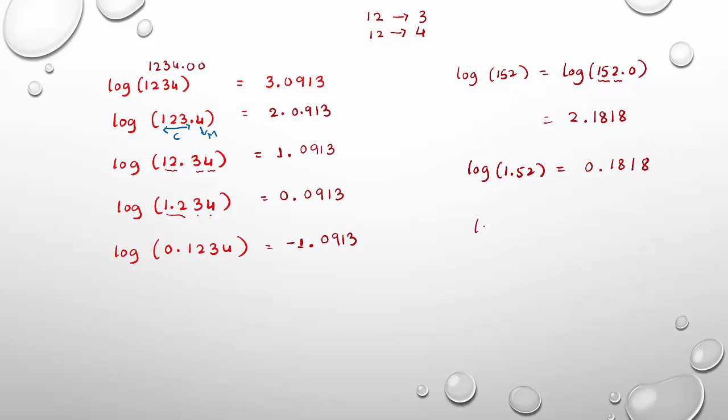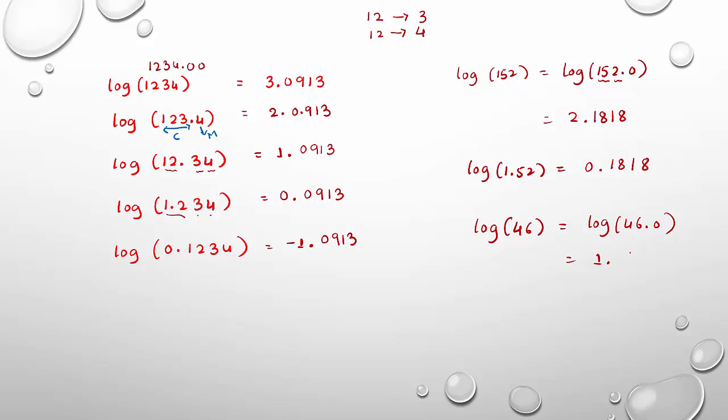Suppose the number will be like this, log of 46. There are no 3 digits, only 2 digits are given. How are you going to find its value? Log of 46 means I can write it as log of 46.0. There are 2 digits, so before the decimal point, 2 minus 1 will be 1 point.